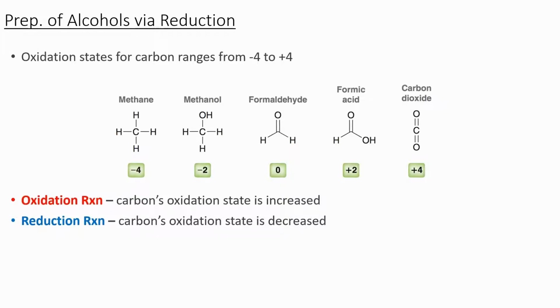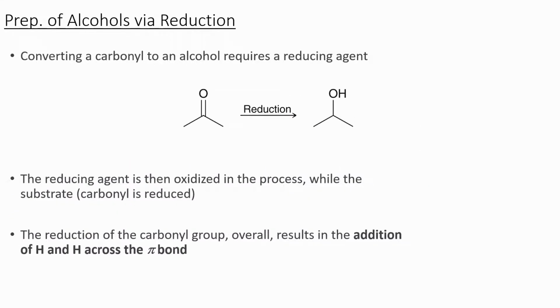What we're looking at for the production of alcohols using this method is going from formaldehyde, or an oxidation state of 0, or a ketone or a carbonyl compound, and reducing that down to an oxidation state of -2, which is where we find our alcohol. So we can convert any carbonyl compound into an alcohol. And this is going to require a reducing agent. So the carbonyl is reduced, and the reducing agent is oxidized.